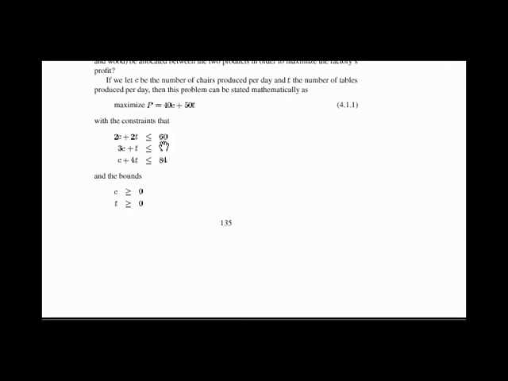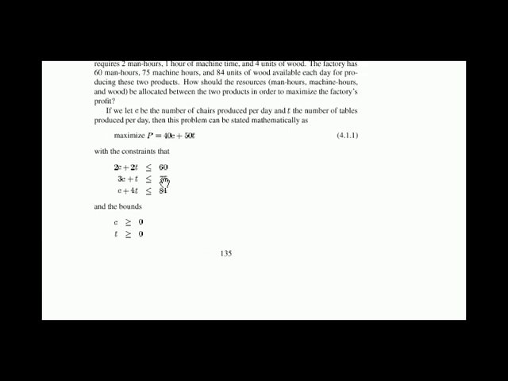So the dual solution tells us that if we increase... remember, the first constraint was on the number of man hours. We had 60 man hours available, 75 machine hours available, and 84 units of wood. Now, the dual solution tells us that for every hour we increase the number of man hours, we'll get an increase of $18 1/3 in profit. For every hour of machine time we increase, we'll get 0 increase in the profit, and for every extra unit of wood we throw in, we'll get a $3 1/3 profit.